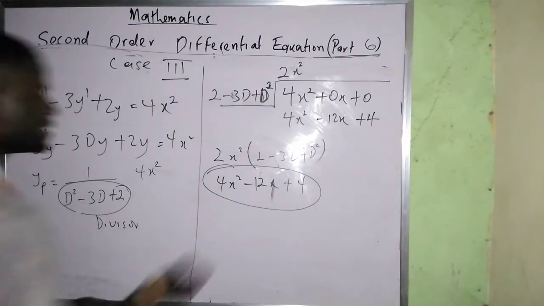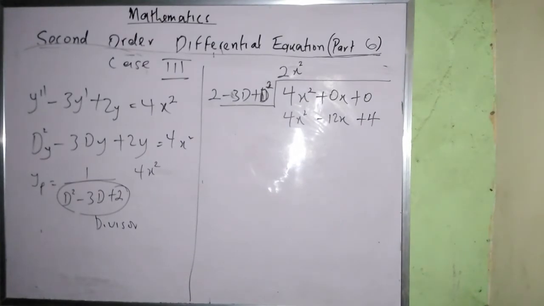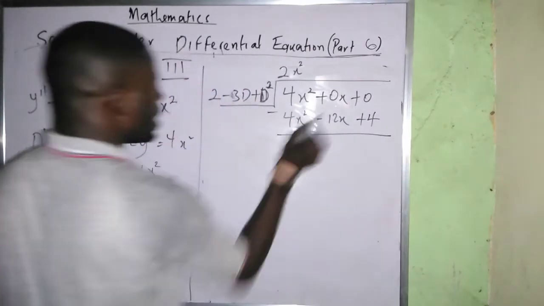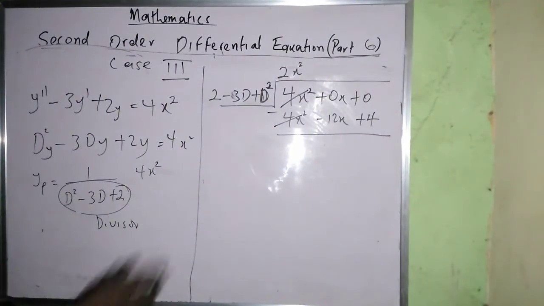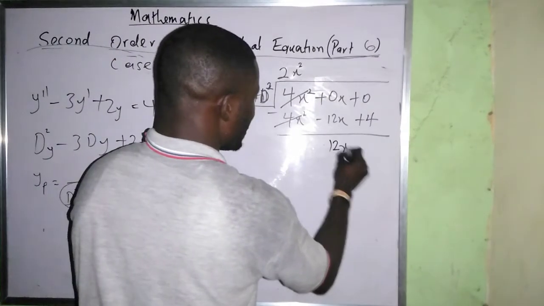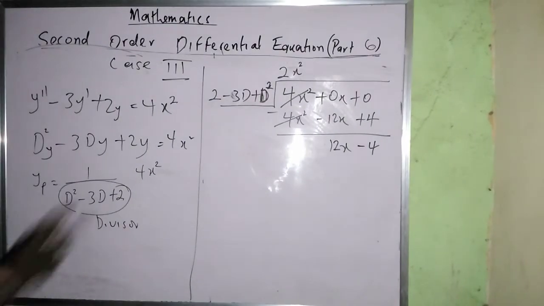Right? It's a bit technical. You have to be very calm and understand the logic very, very well. Now, I can use my logic. This will move out this. That is how to know that I'm doing the right thing. This will give us 12x minus 4. Now, I'll move on to the next one.